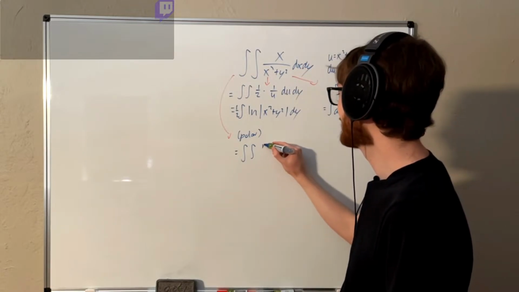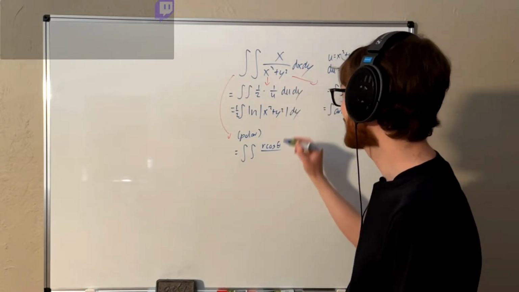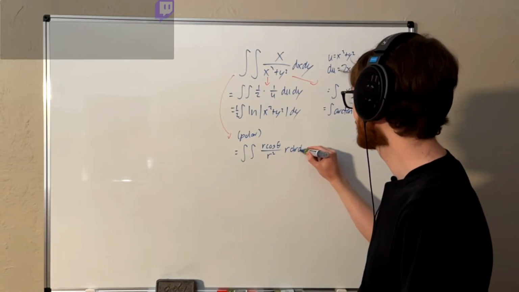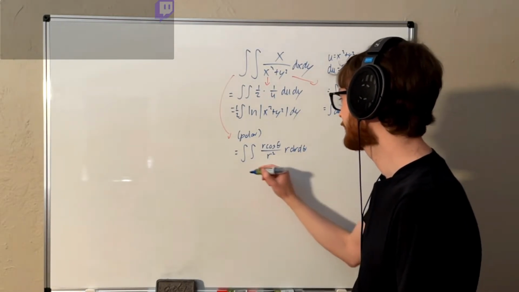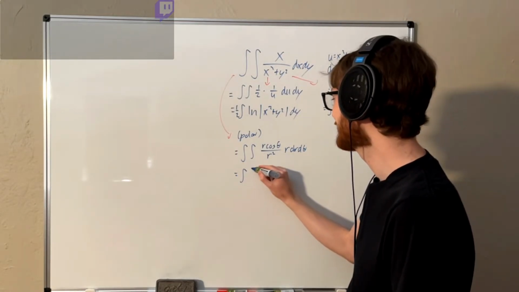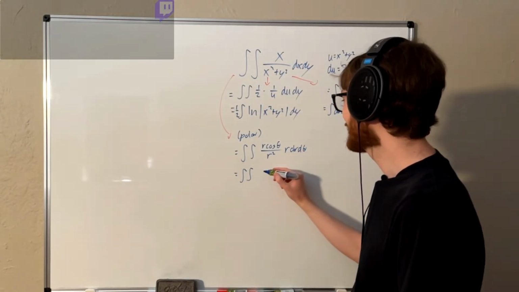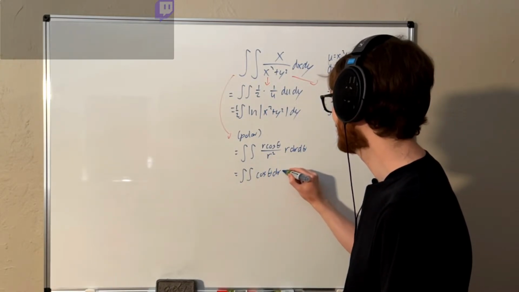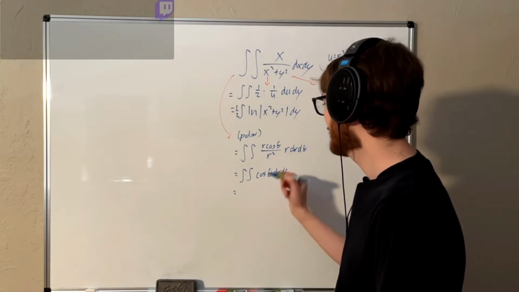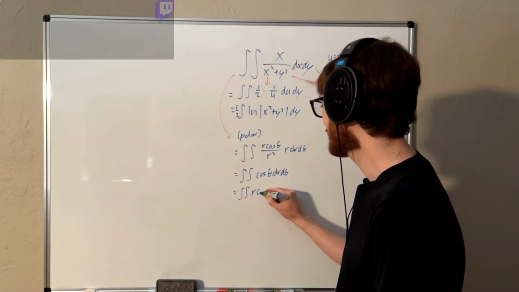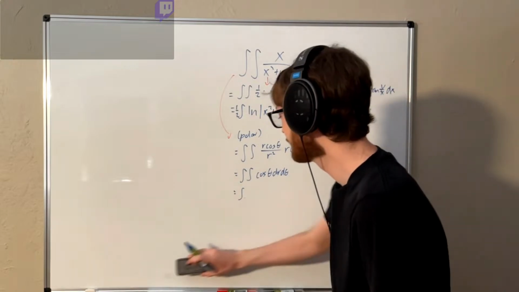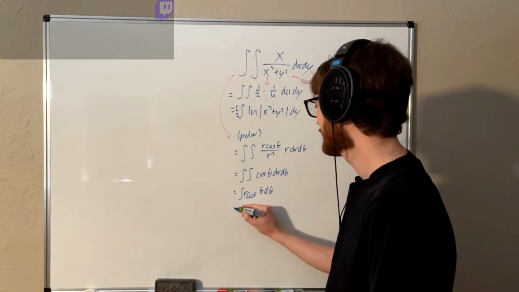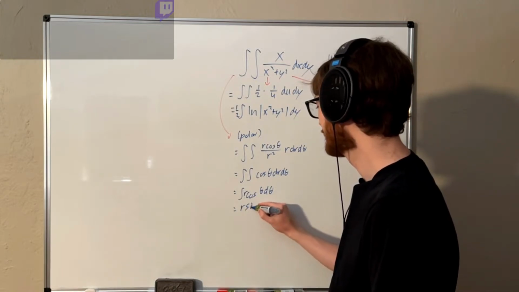x is r cosine theta. x squared plus y squared is r squared. And the factor you get from polar is r dr d theta. I don't think integrating factor is the right word. Yeah, the r squareds cancel. Cosine theta dr d theta. Integrating with respect to r first, you get r cos. Oops, just one integral. r cosine theta d theta, and cosine integrates to positive sine.